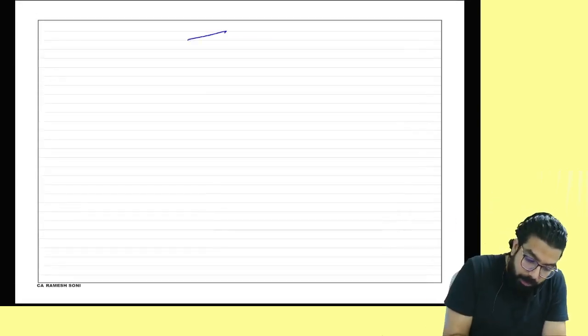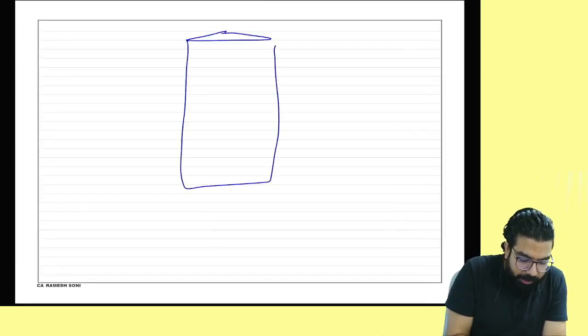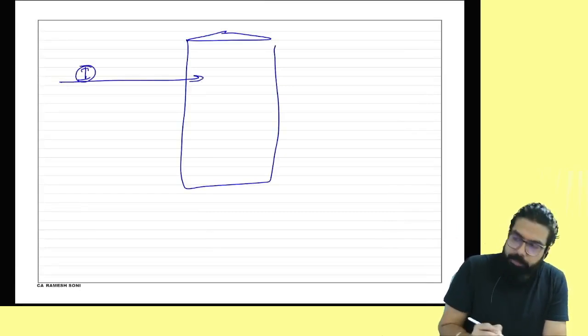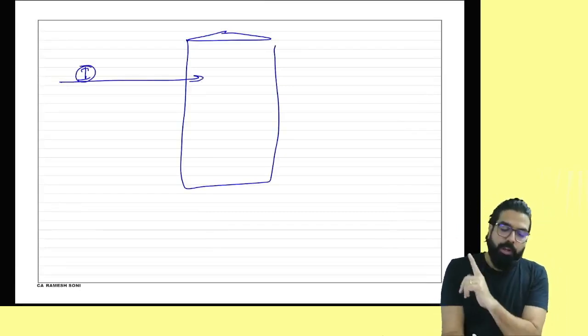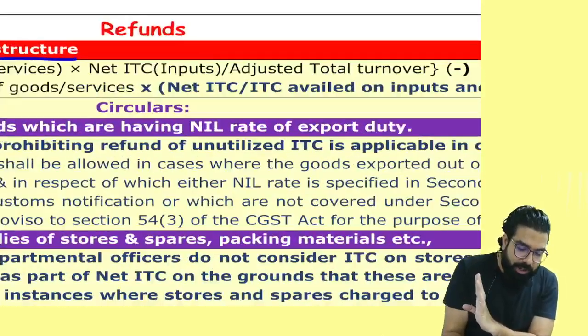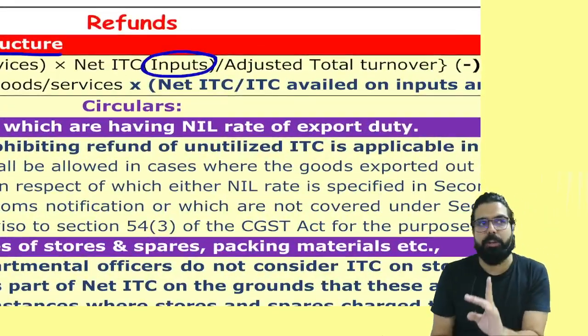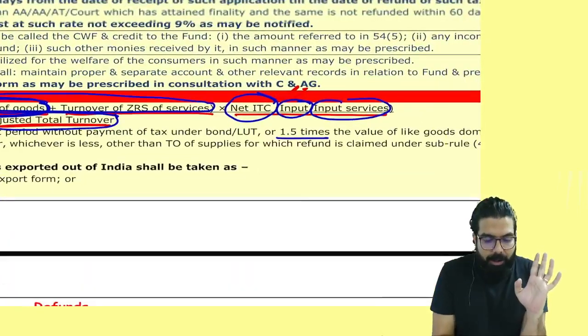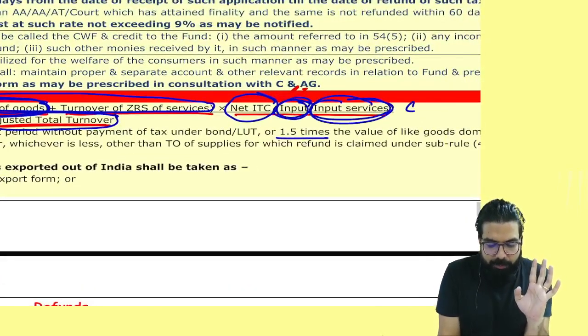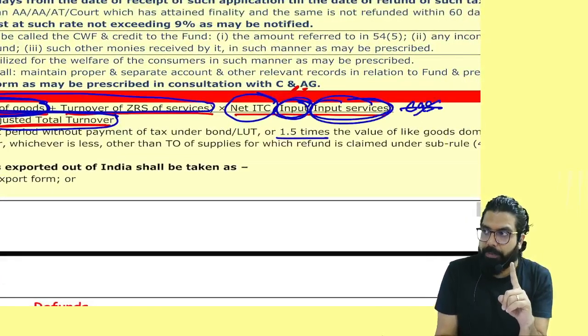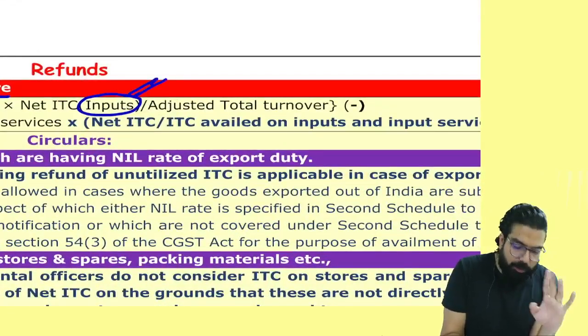Here, it is easy. Listen. Supposing I went ahead and bought some inputs. Sir, why are you saying input? Because here the refund is given only with respect to inputs. Always remember, it is given for input, not for input services. Capital goods are not covered. Here it is given only with respect to inputs.